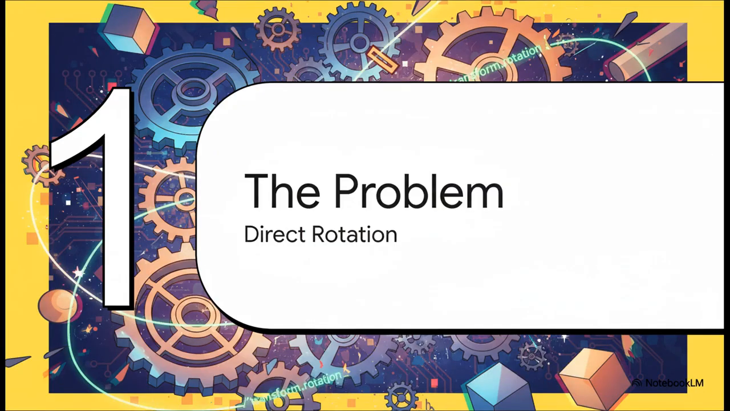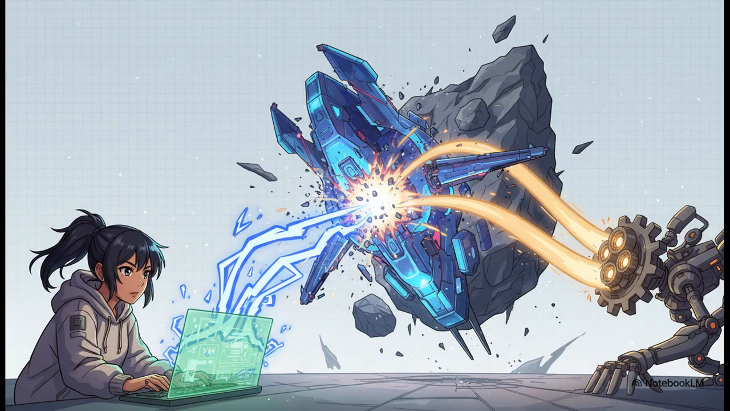Okay, so let's really dive deep into the problem. We're going to get into the nitty-gritty of what's actually happening under the hood when you write that one seemingly harmless line of code, transform.rotation equals whatever. Why does this one command create such a huge tug-of-war with the very system that's supposed to be making our lives easier? Here's the most important thing to understand.